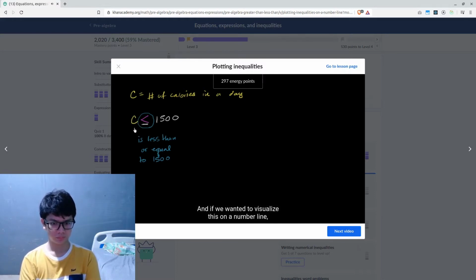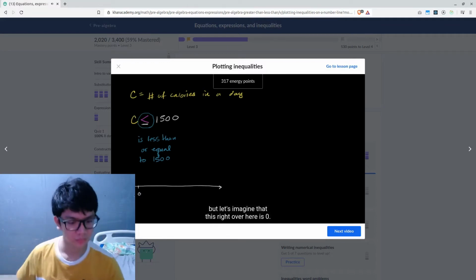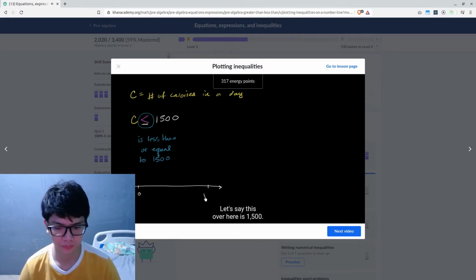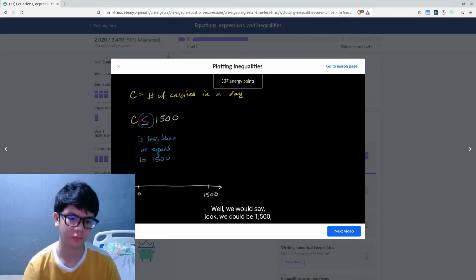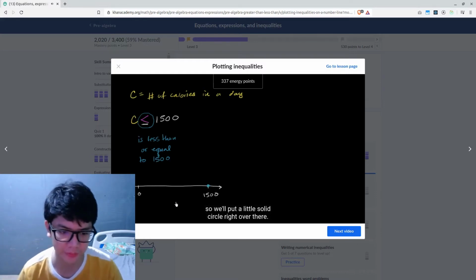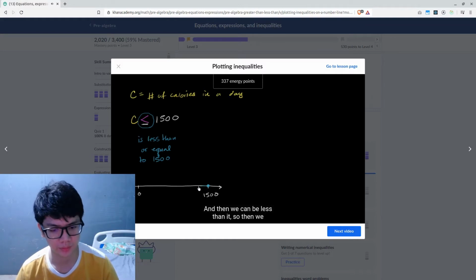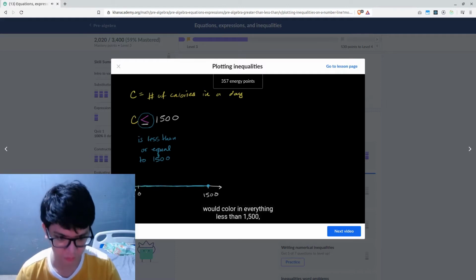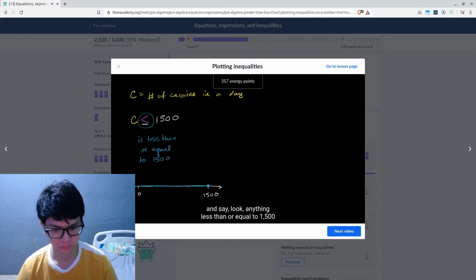And if we wanted to visualize this on a number line, let's say that this right over here is our number line. I'm not going to count all the way from 0 to 1,500, but let's imagine that this right over here is 0. Let's say this over here is 1,500. How would we display less than or equal to 1,500 on a number line? Well, we could be 1,500, so we'll put a little solid circle right over there, and then we can be less than it. So then we would color in everything less than 1,500, and say, look, anything less than or equal to 1,500 is legitimate.